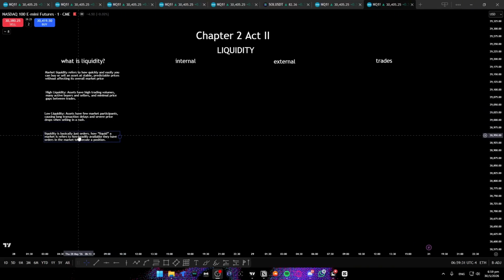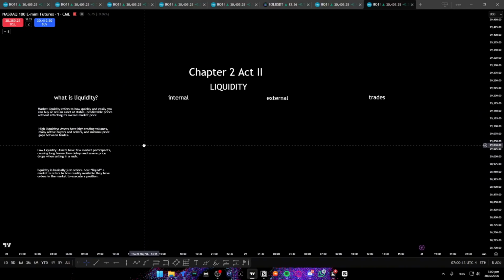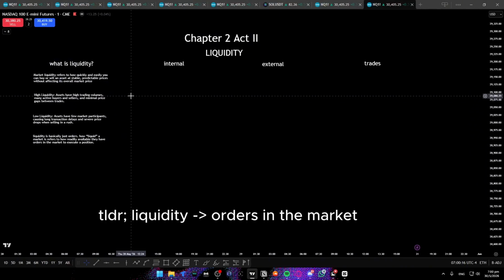And so liquidity is basically how liquid a market is. That's where the term liquidity came from. It refers to how readily available orders are in the market to execute a position, right? So if there's fewer people putting orders in the market, it's gonna be less liquid because I'm gonna have to wait for someone to buy my contract. But in this market, it's literally instant because there are that many people and orders in the market. So I hope you get what I'm saying over here. That's basically what the term liquidity is.